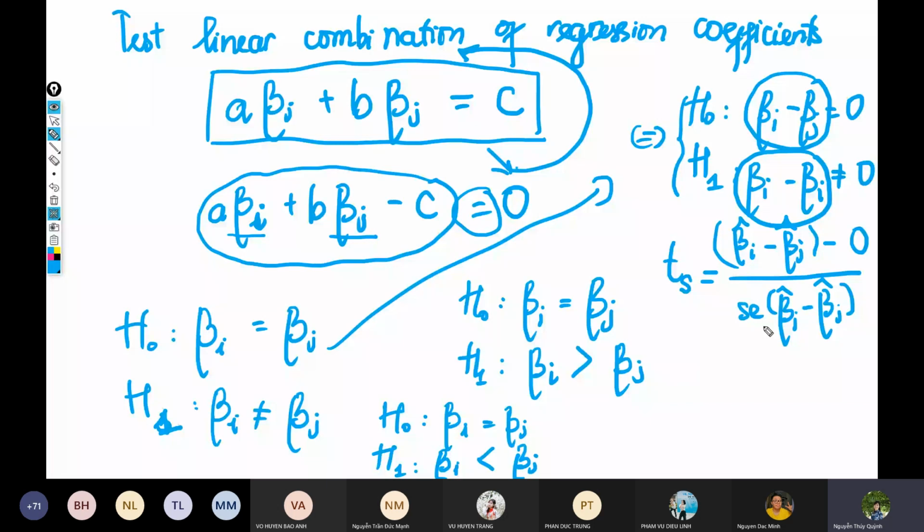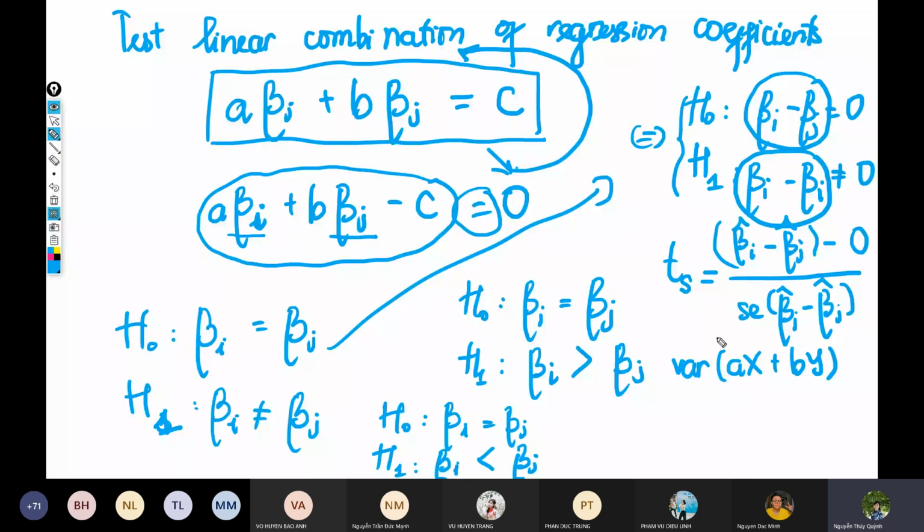Remember that? We have a formula to calculate the variance of aX plus bY. Here we have a equal to 1 and b equal to minus 1, and X here is beta 3 hat and Y here is beta 4 hat. So here we have to calculate the standard error of beta 3 hat minus beta 4 hat. In order to calculate that, you have to calculate the variance of beta 3 hat minus beta 4 hat.